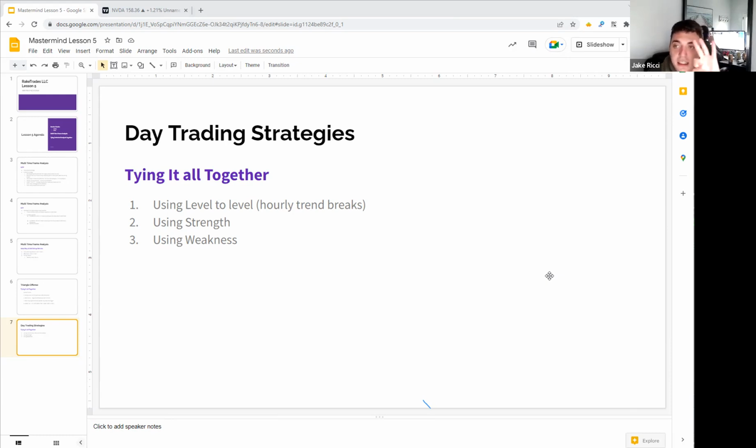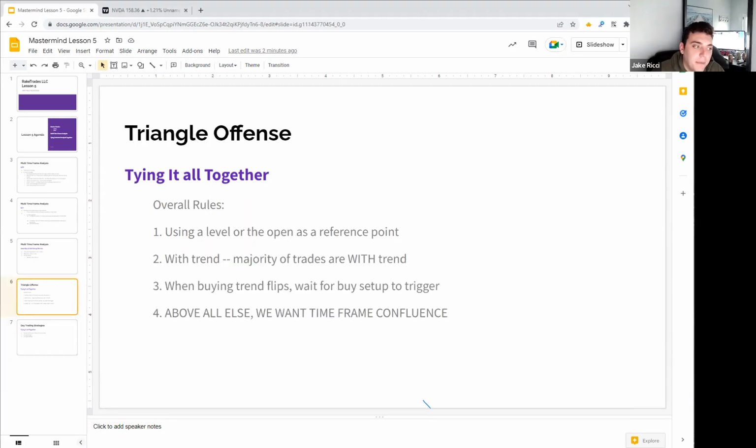But these are the three: level to level, using relative strength, and using relative weakness. That's from a strategy perspective. As a wise man once said, that's it, homie. That's it. Again, all of these three are fully encompassing of our triangle offense. Our triangle offense has much more to it than just these four rules, but these are the condensed rules and specifics of what you need to be looking for.